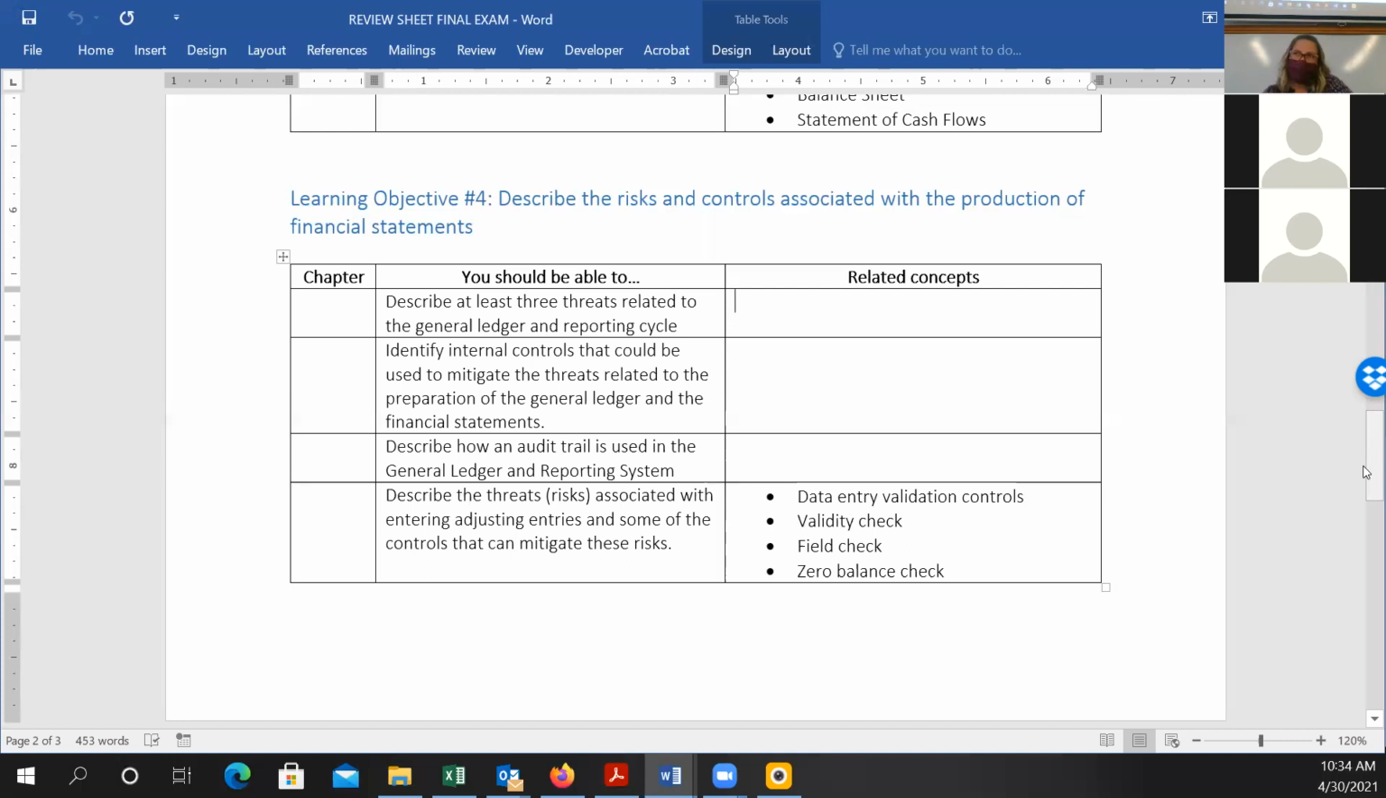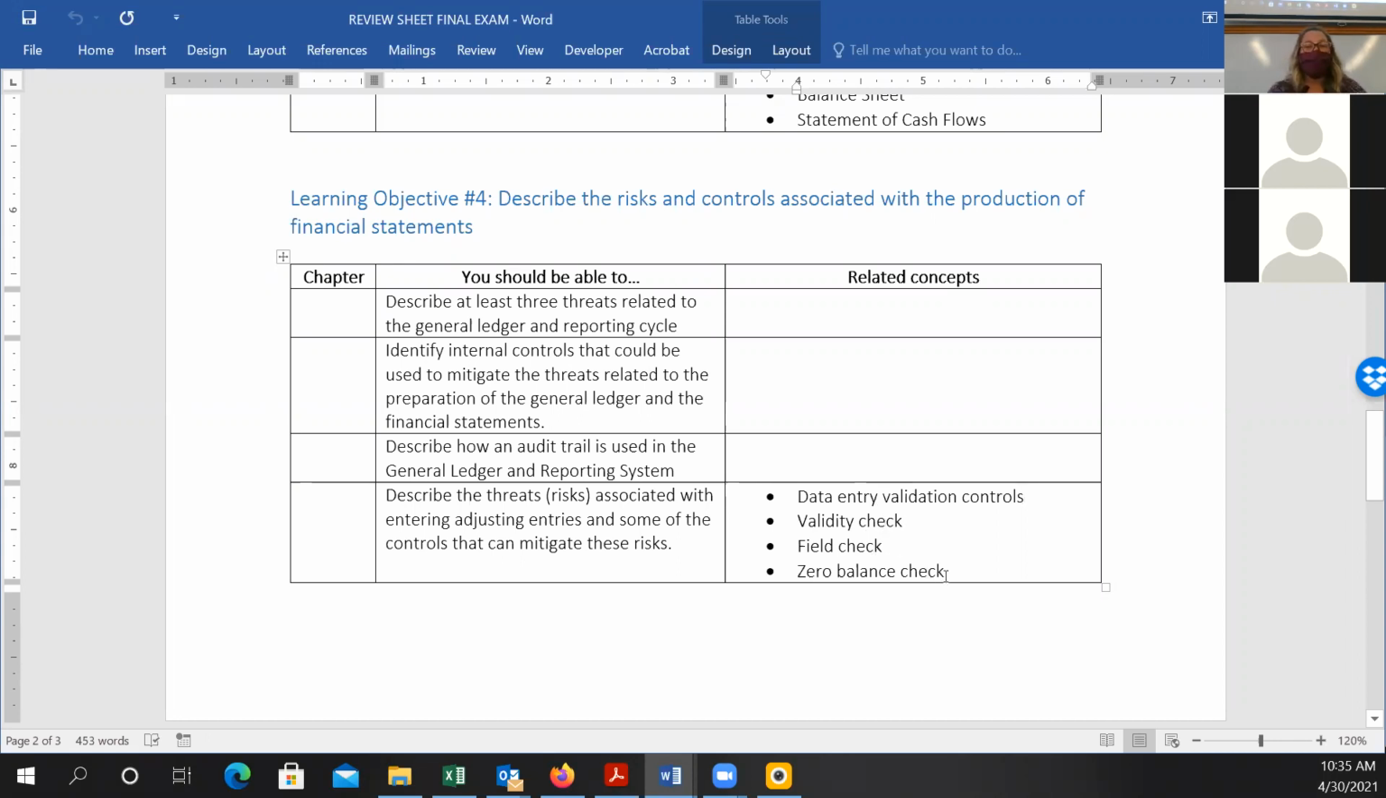Yep, unauthorized. Yep, so the wrong people making an entry to the system, the wrong amount being adjusted or included in the statements. And both of those could be created or mitigated by these items here. Data entry validation controls is the broad category for them. And then specific types of data entry validation controls are the validity check, the field check, and the zero balance check. I'll show you some of these if we have time.